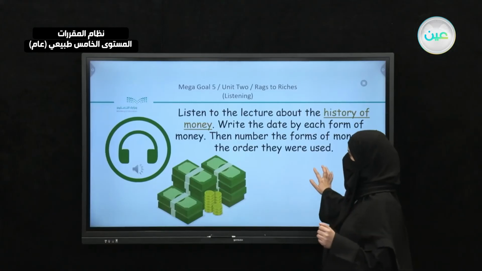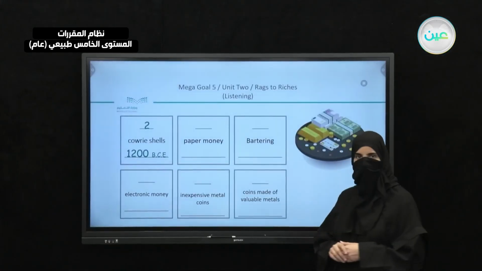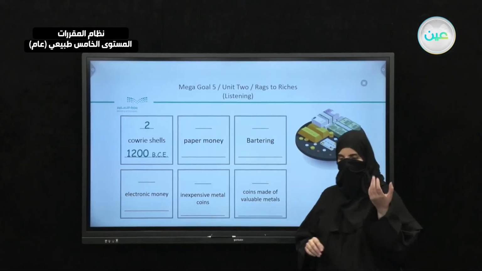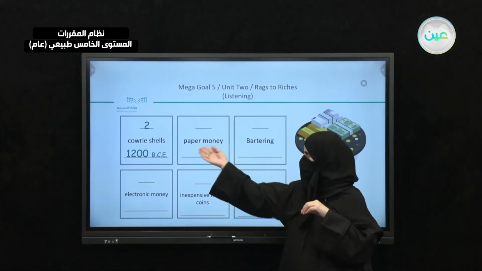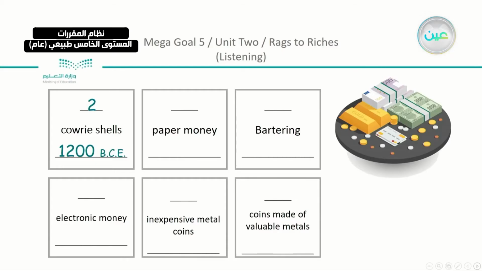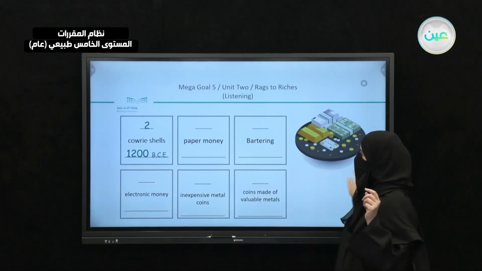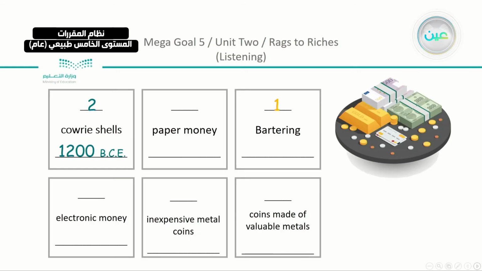So this is your listening script. Let's just see our table. Now just try to recall what is the first. So the second was cowrie shells. You have here the options: paper money, bartering, electronic money, inexpensive metal coins, coins made of valuable metals. So the first one is going to be, yes, bartering. And the date that you heard was 9000 BC.